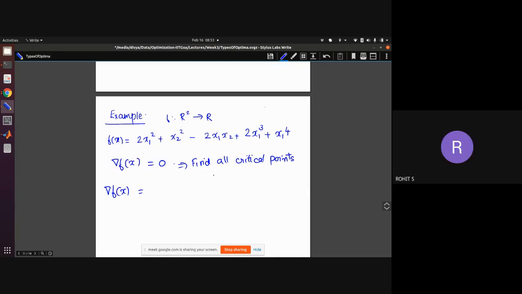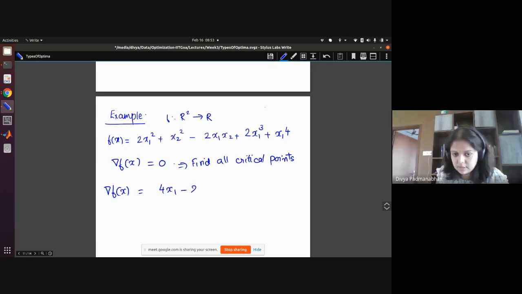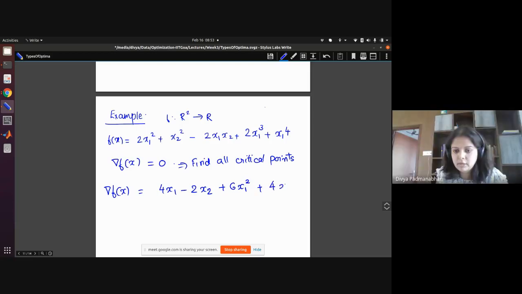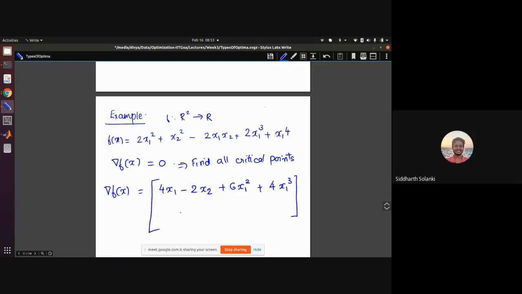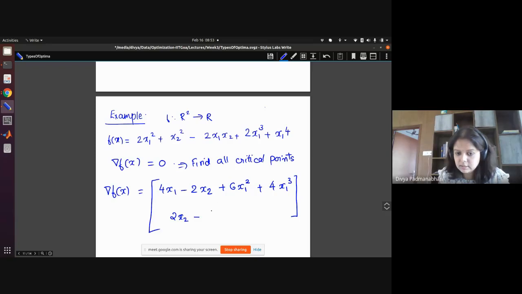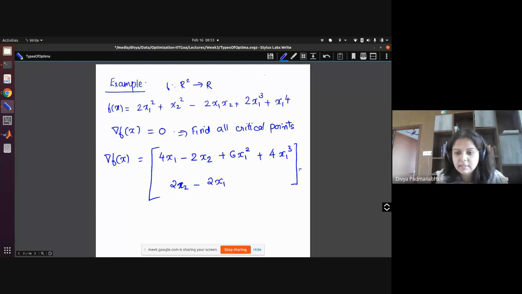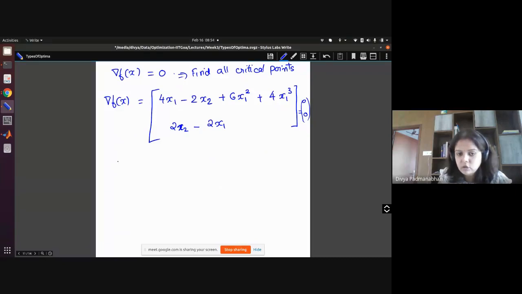4x1 minus 2x2 plus 6x1 square plus 4x1 cube. So that's with respect to x1. Now with respect to x2? 2x2 minus 2x1. Okay, yeah. So what you need to do first is set this equal to zero. So this is the zero vector. So then what do you get? So from the second equation, you have that x2 should be equal to x1. So that is one condition.